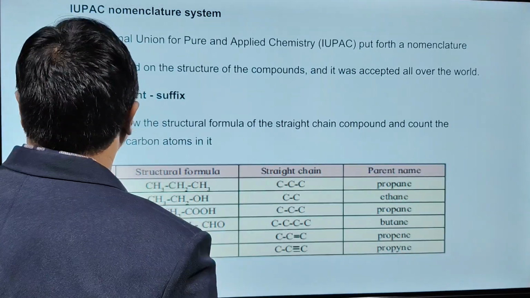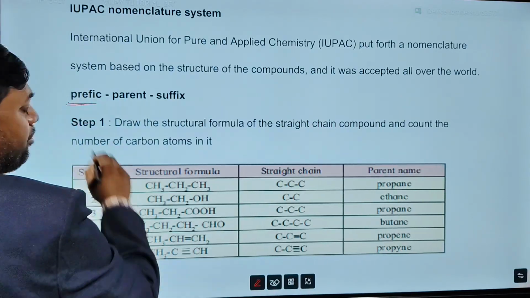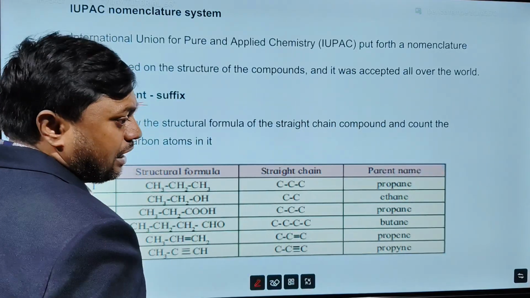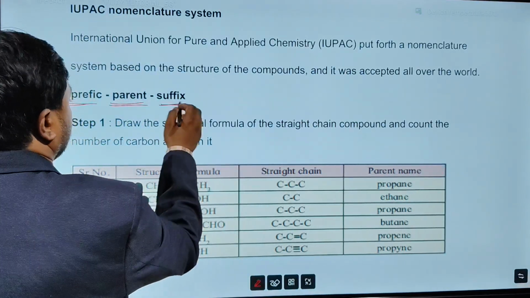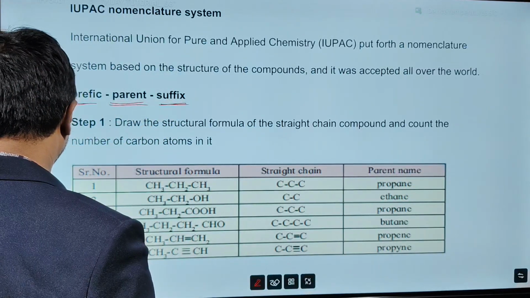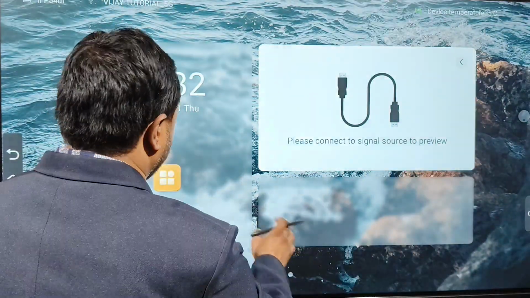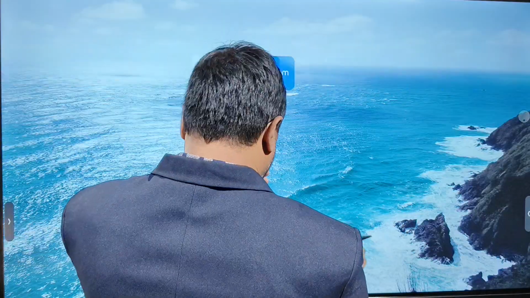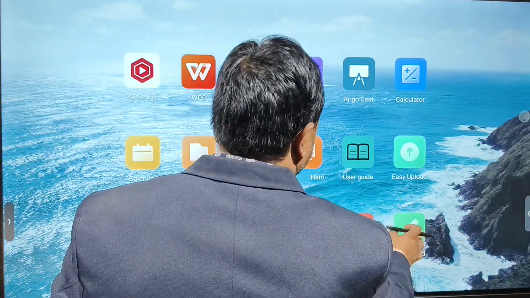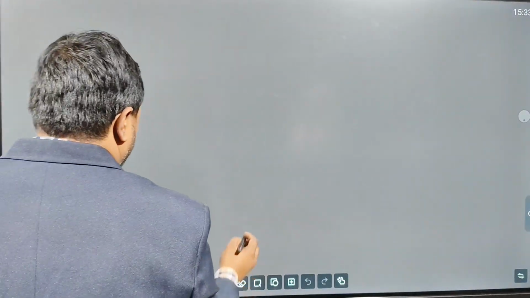So generally, if you see, there may be a prefix, then the parent based on the number of carbon atoms, we can say, and the suffix like this. For example, let's see. I am taking some examples. Here only I will discuss one by one all the nomenclatures. Okay, let's see alkane.